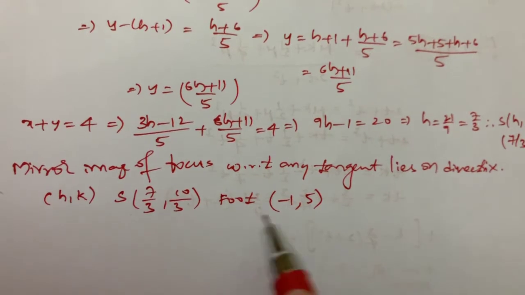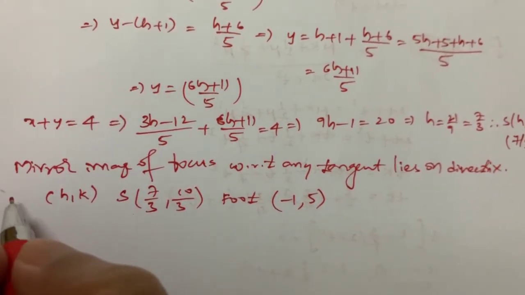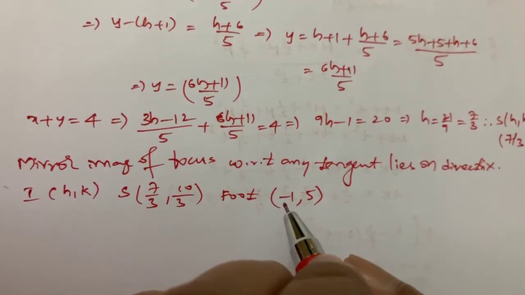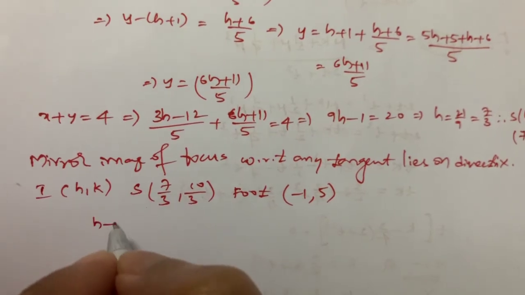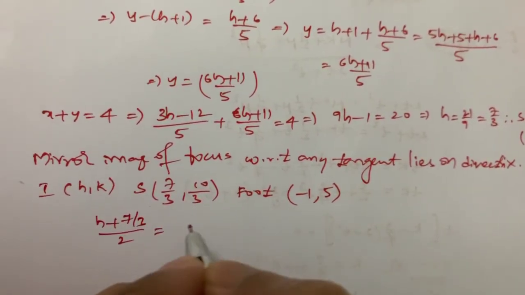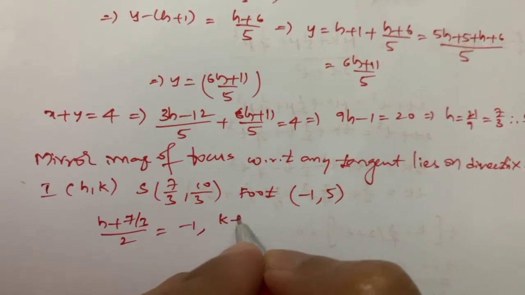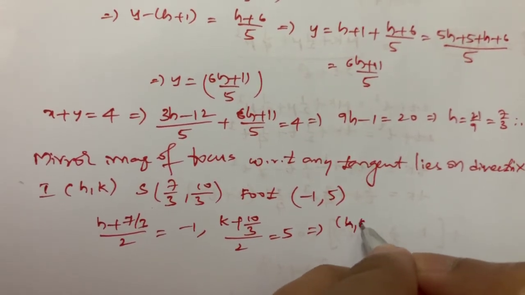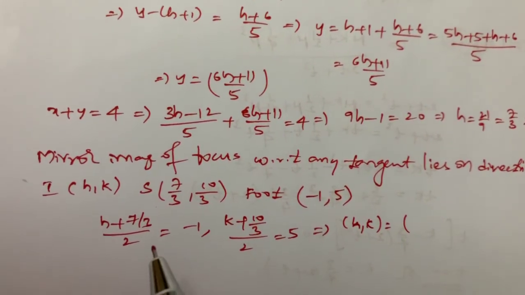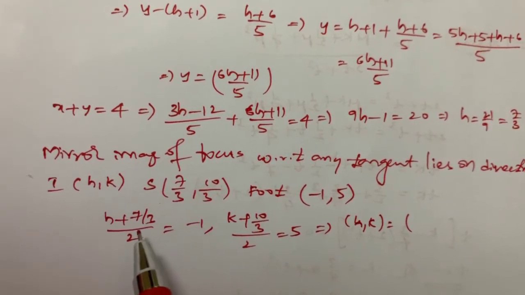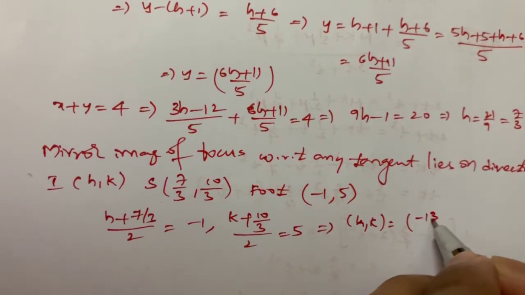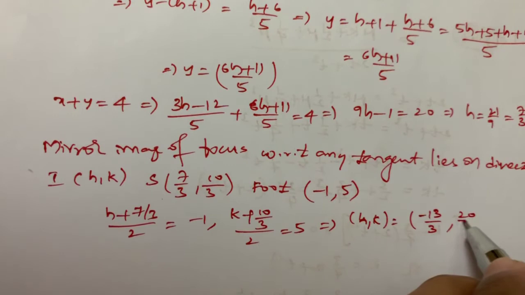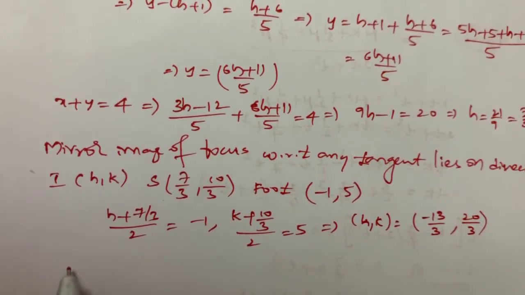So the midpoint of these two is the image. Let's say I consider it as I. So the midpoint of I and S is the foot. So (h plus 7/3)/2 is equal to minus 1. (k plus 10/3)/2 is equal to 5. So we get the image. So h comma k will be, this is minus 2 minus 7/3, so minus 13/3. And here it will be 10 minus 10/3, so it is 20/3.